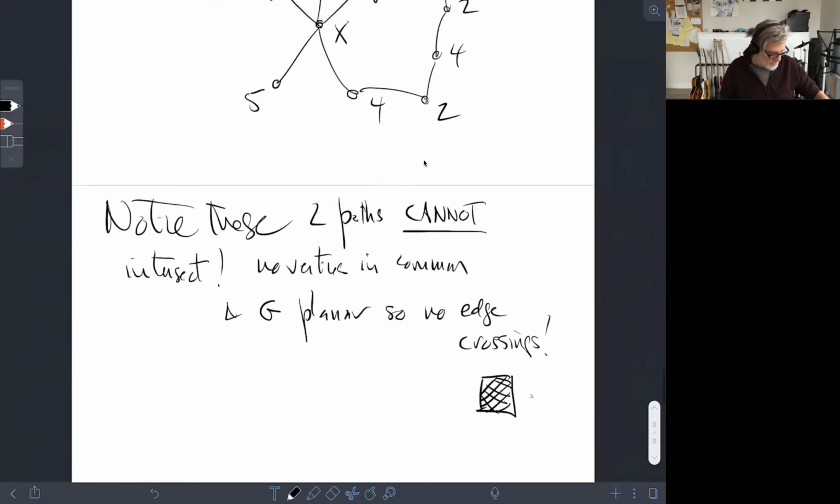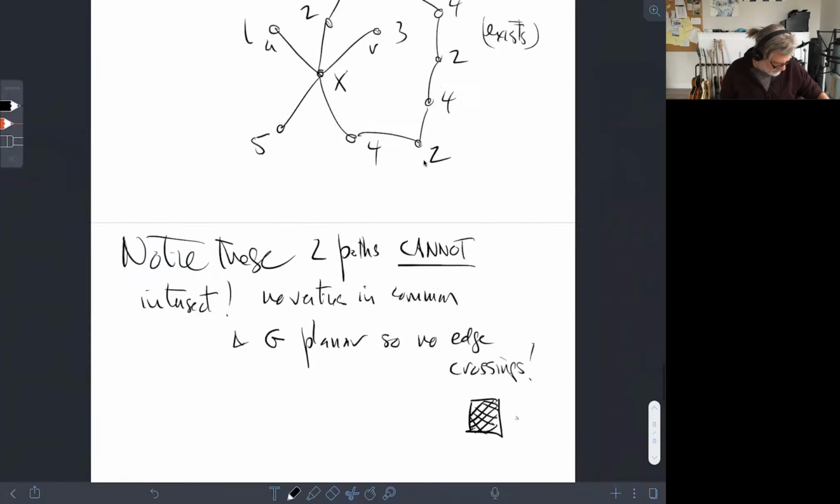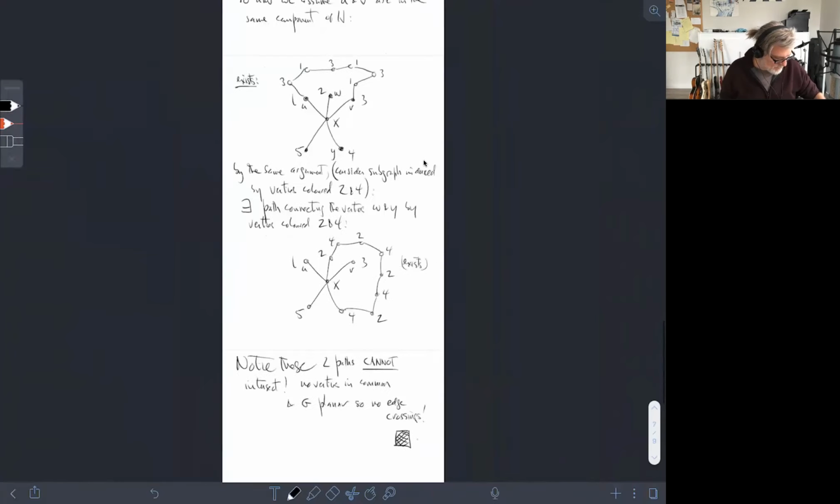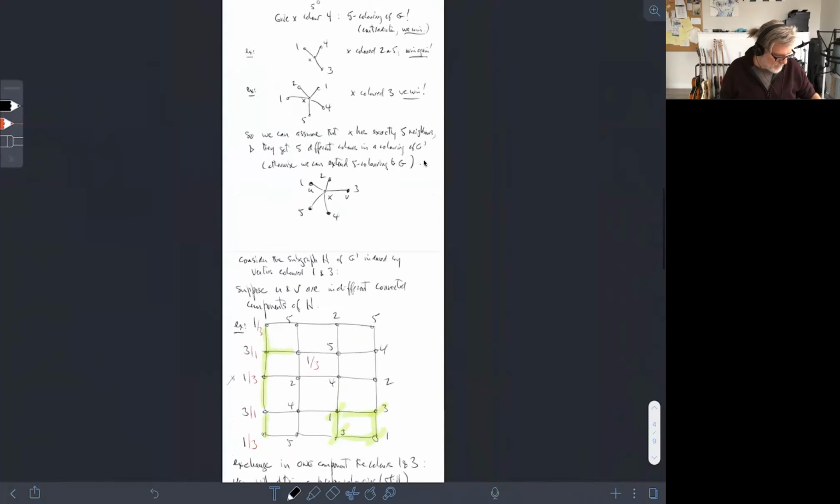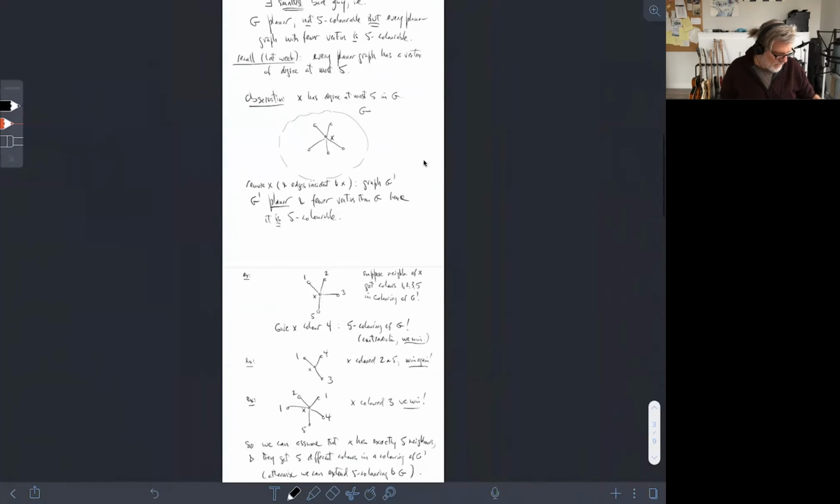Okay, so let's recap this. I take a smallest possible bad graph, meaning that if I remove any vertex, I can 5-color what remains. There is a vertex of degree at most 5. Notice that we had to work earlier to find this vertex. We had to use Euler's formula and so on. We had to work.